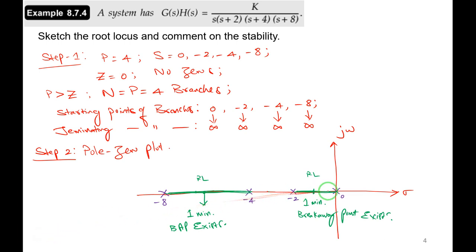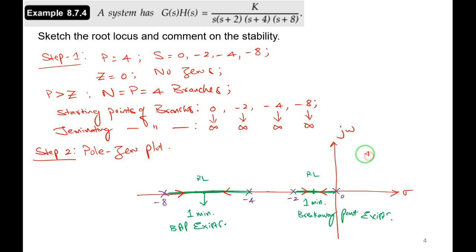I will show you the direction. From this 0 pole, the branch will start and it will move towards this breakaway point. Another branch will start from -2 and it will move towards this breakaway point. Second branch. Third branch will start from -4 and it will move towards this breakaway point. And fourth branch will start from -8 and it will move towards this breakaway point. And how they will depart. Observe here. So two branches are approaching this breakaway point.